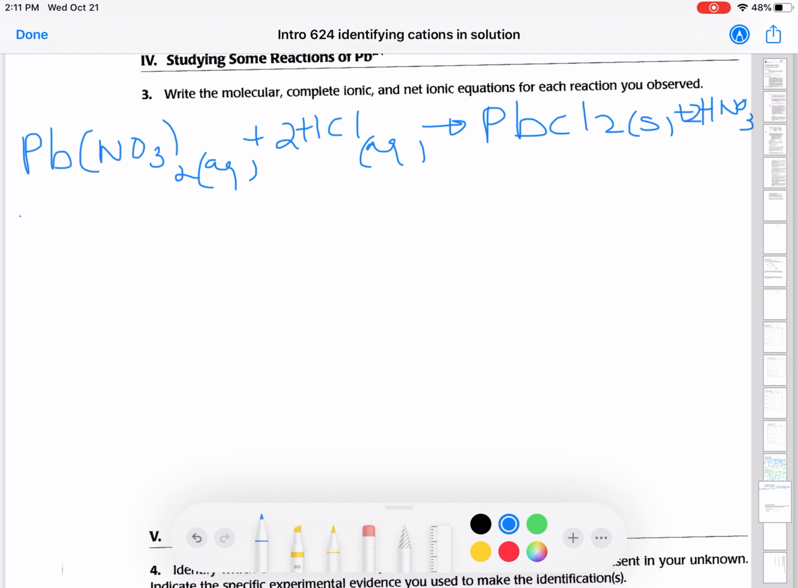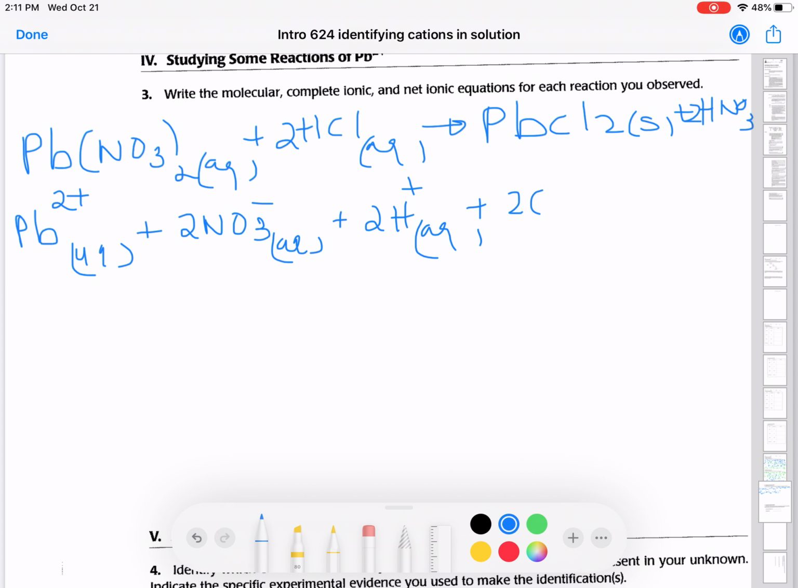So the lead ions, we need to represent the charge of the ion. Lead is 2 plus aqueous, plus there are 2 nitrate ions, plus 2H plus aqueous, plus 2Cl minus, giving you PbCl2. Lead chloride, since it's a solid, you do not break them into ions. You're going to leave it as it is.